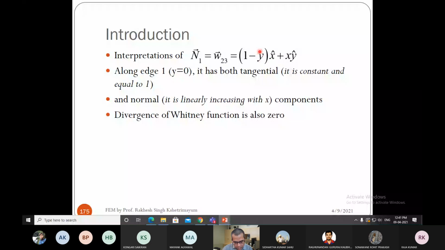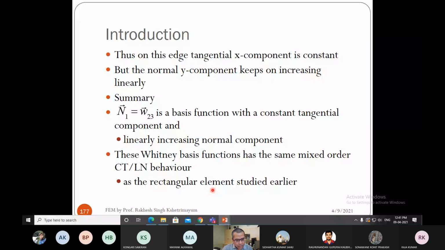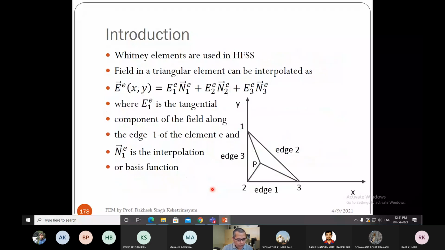Discuss for the rectangular element. So let's say if I want to find out the field for this kind of triangular element, then I can find it out with E1, N1, E2, N2, E3, N3. Where E1 is the tangential component field along the S1 of the element, and N1 is the interpolation function. Similarly, E2 is the tangential component field along the S2, and N2 is the interpolation function. E3 is the tangential component field along the S3, and N3 is the interpolation function.